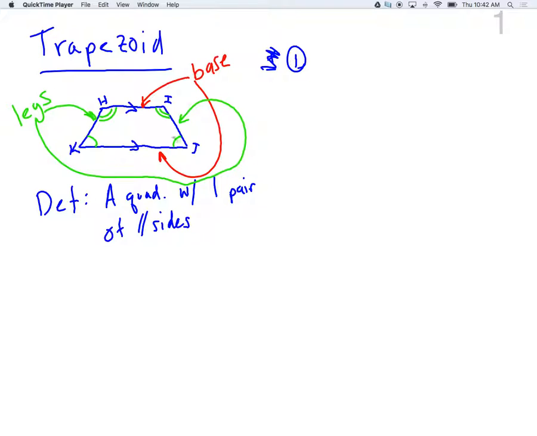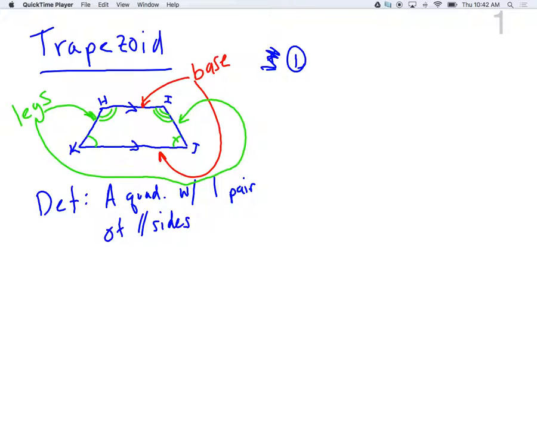Is there any relationship between angle K and angle J in the trapezoid? No, that's why I marked them the same way. Is there any relationship between angle H and I? No, that's why I marked them that way. Is there any relationship between angles J and I in the trapezoid? Couldn't they be, actually, never mind. Go ahead. Supplementary. Is that what you were going to say?